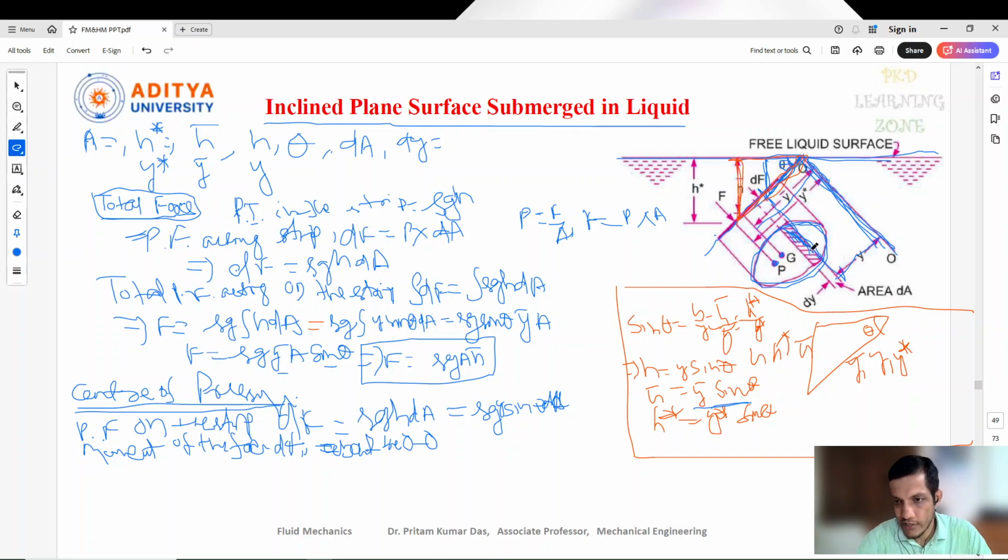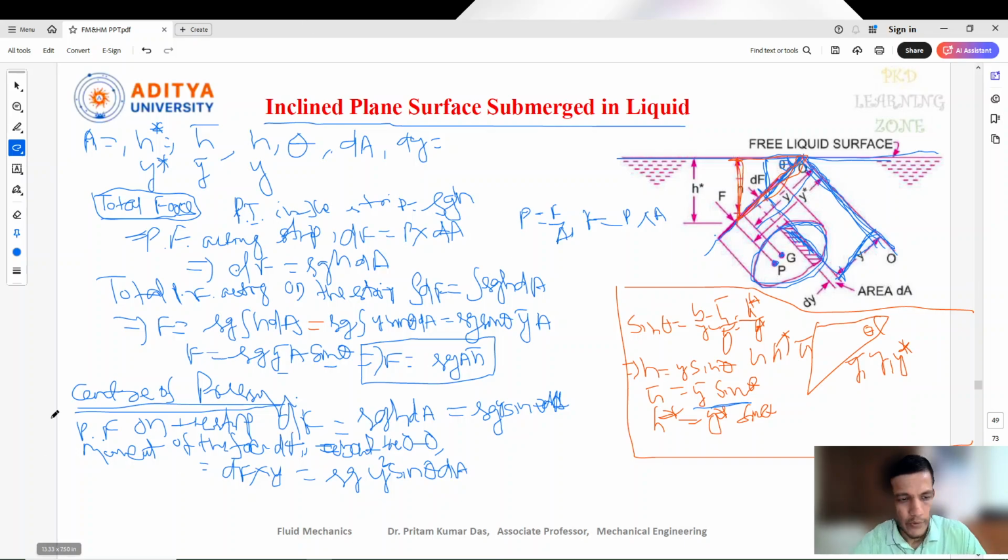So at this strip, what is the moment acting, that means what is the height of this and what is the force acting on that, so that is the moment. That we can write as dF into the height y. So dF value we already got: rho g y sin theta into dA into y. So again it will become y square sin theta. So this is the moment of the force.